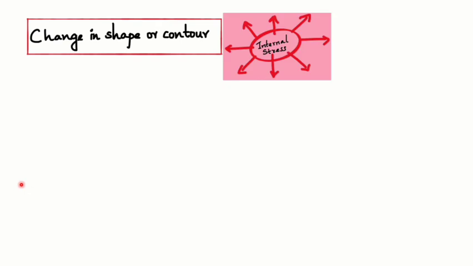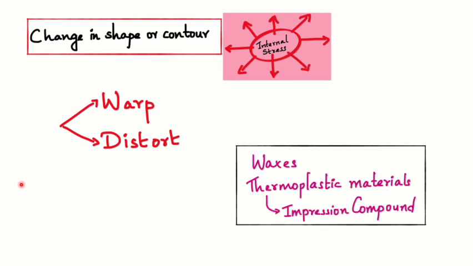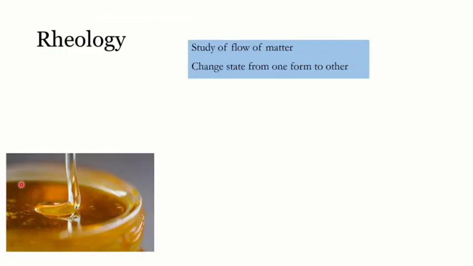Now, the release of these internal stresses will result in a change in the shape or contour. This is what we call relaxation. This will result in either warp or distortion. The application mainly comes in the case of wax and thermoplastic materials like impression compound, which will be manipulated, and as a result of the manipulation, they will become either distorted or, what? They are changed. The shape is changed to suit our requirement.